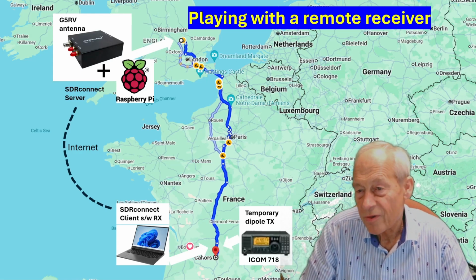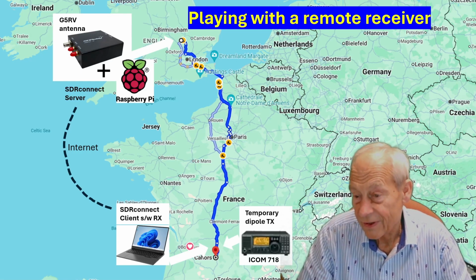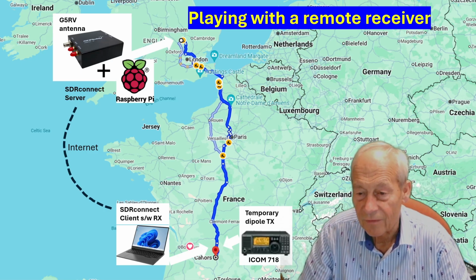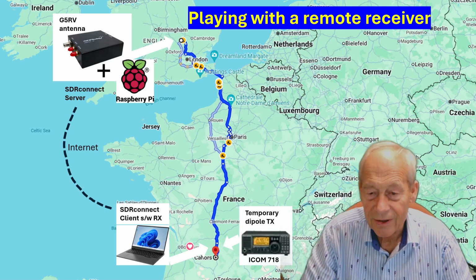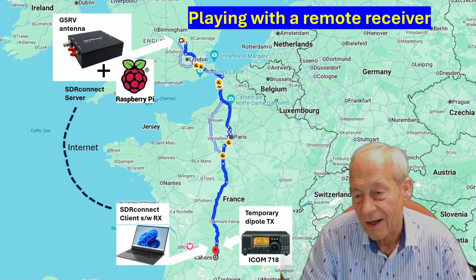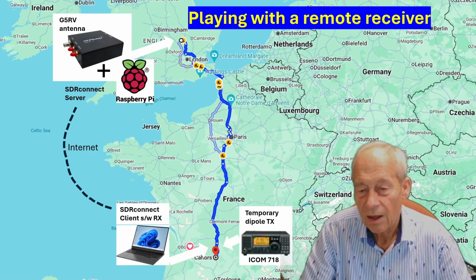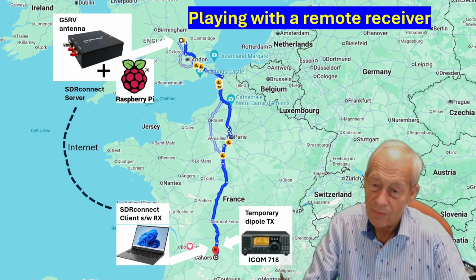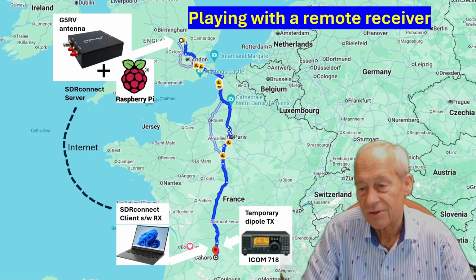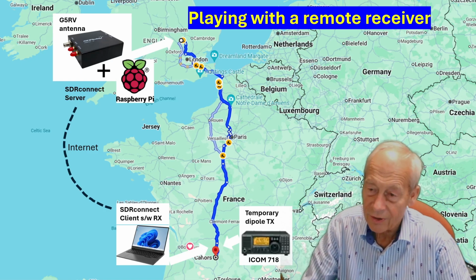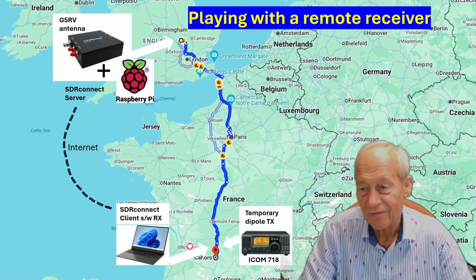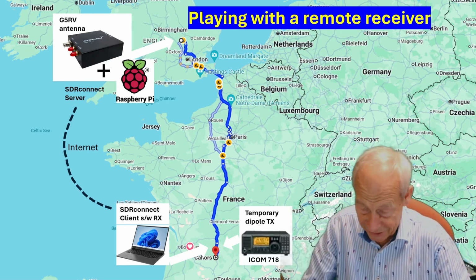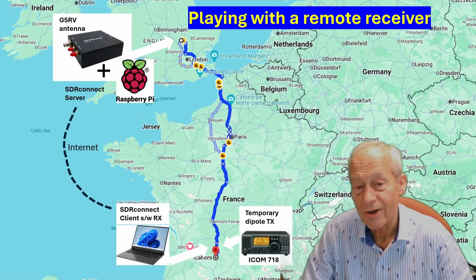So this is playing with a remote receiver. This is for anyone thinking of going on holiday with their rig and some kind of antenna for transmitting. There's a lot of fun you can have if you leave back at home, with probably a better antenna system, a receiver that you can actually use as the receive path in some cases. And that's what I'm going to show here.